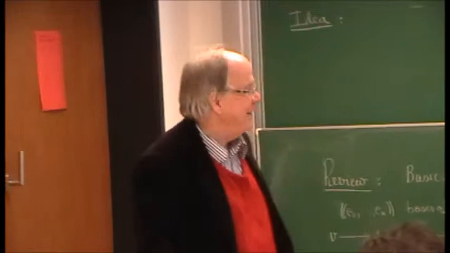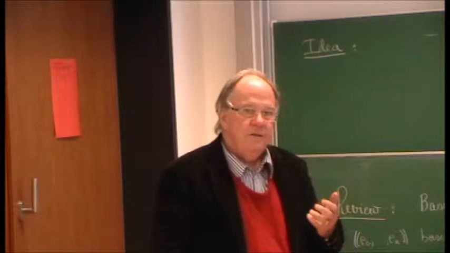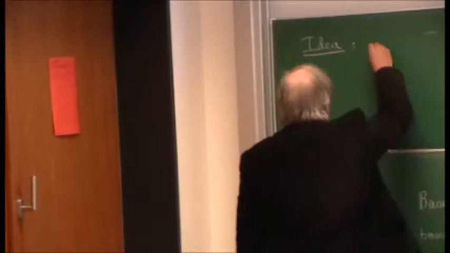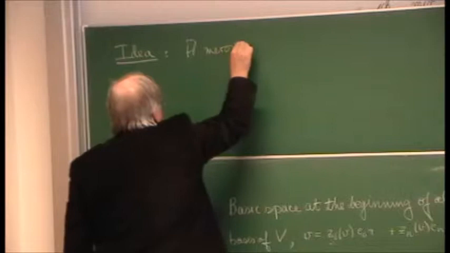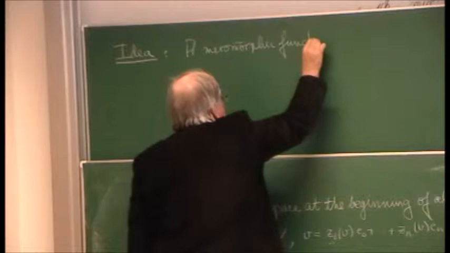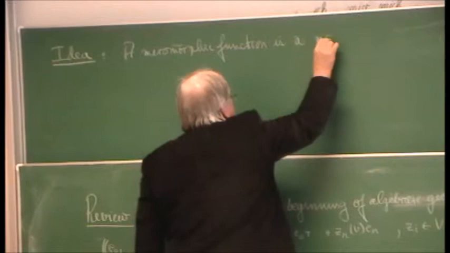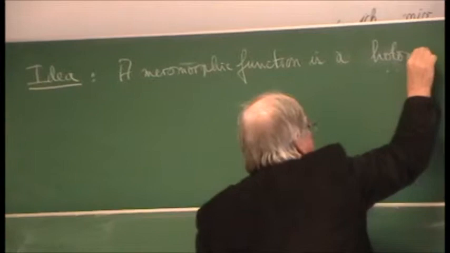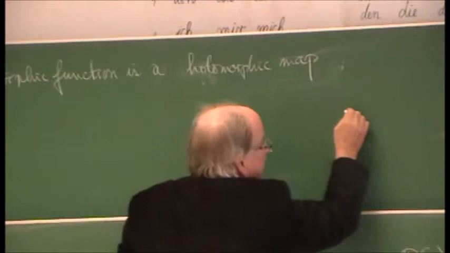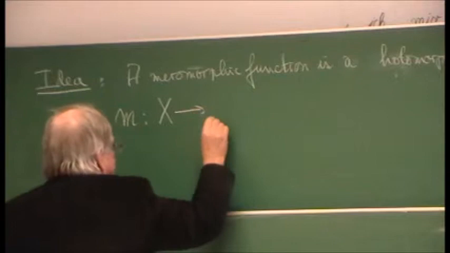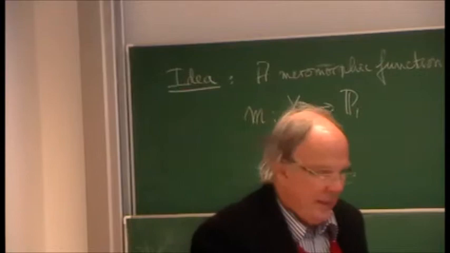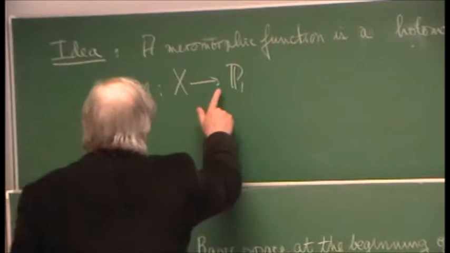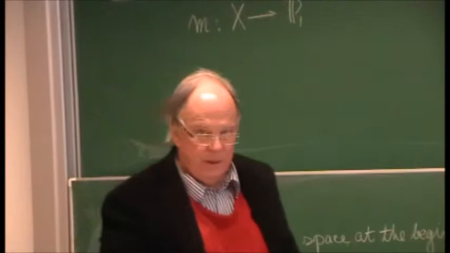Okay, an idea which I think is a fundamental idea, and I don't know how to attribute this idea to somebody, is that in dimension one a meromorphic function is a holomorphic map, let me call it by the same letters, M from X to P1. It's a holomorphic map. And now I'm going to be a little bit careful with the notation. I'm going to put a half arrow here because there are some very interesting things that happen in higher dimensions. But let's first talk about it in dimension one.